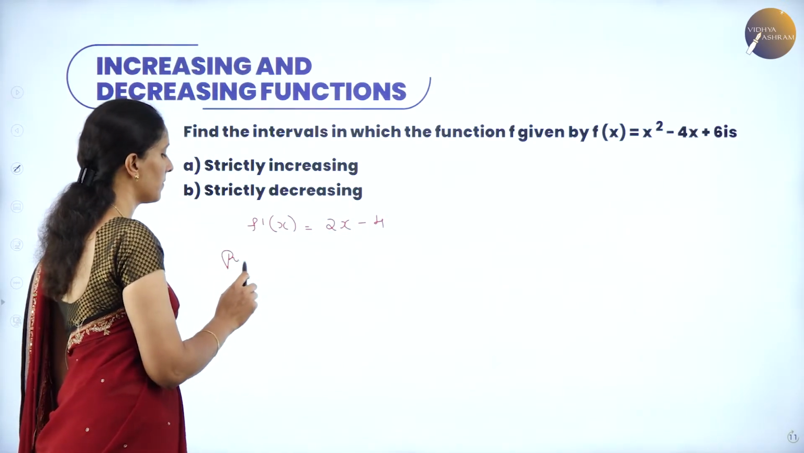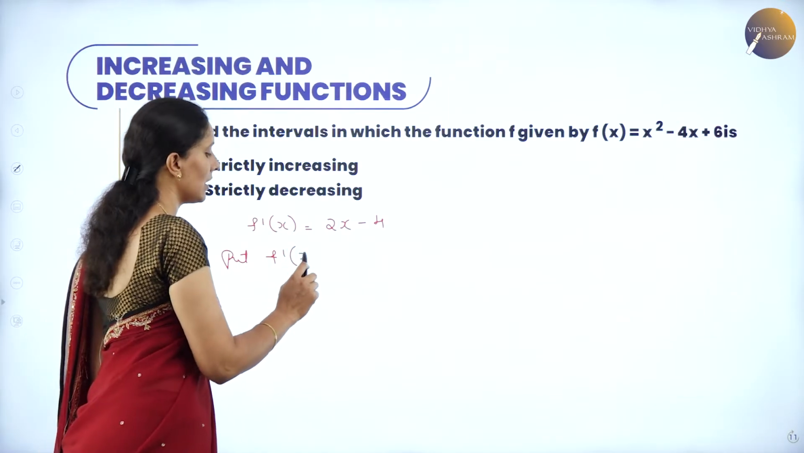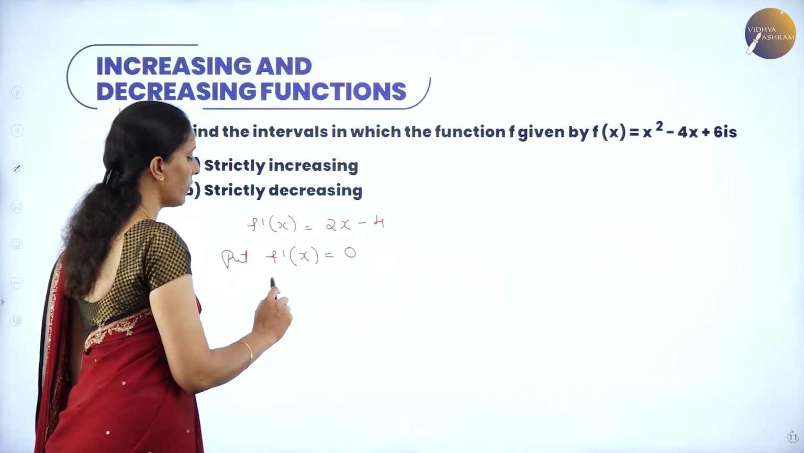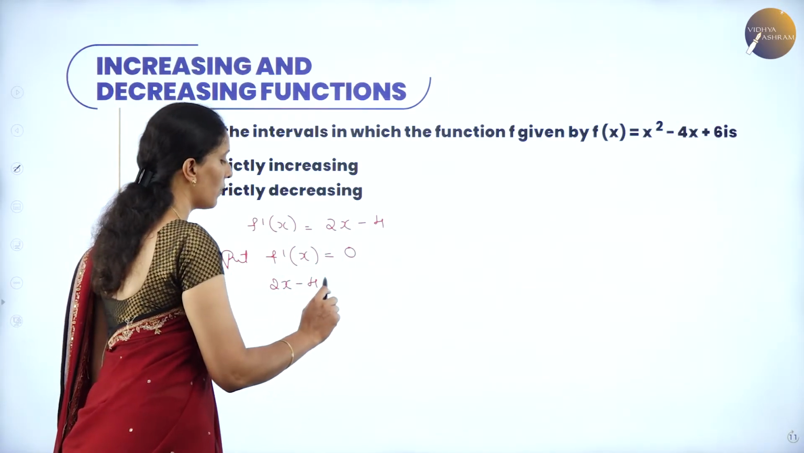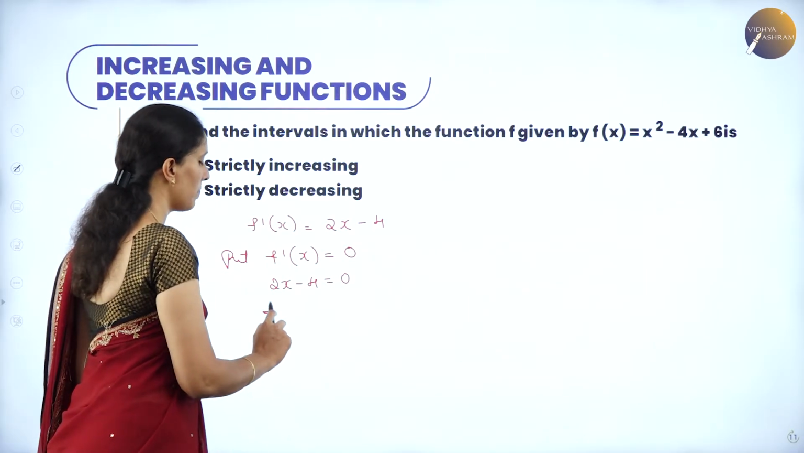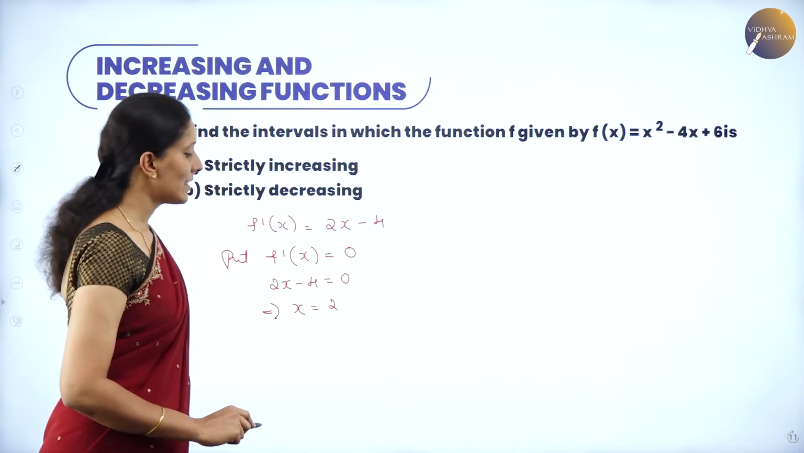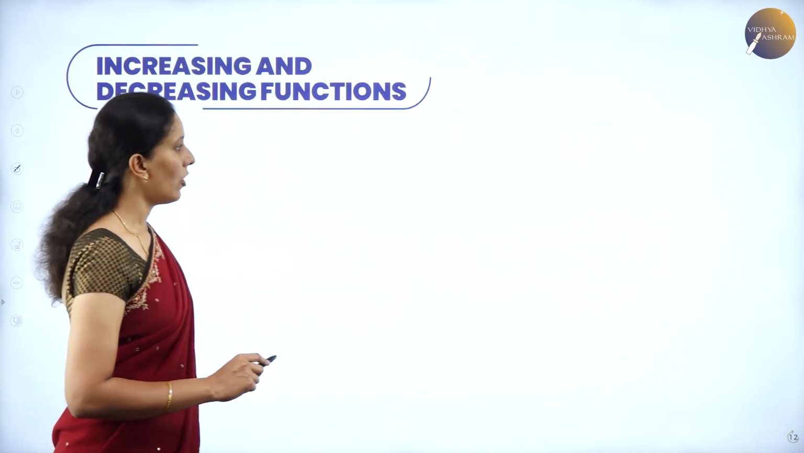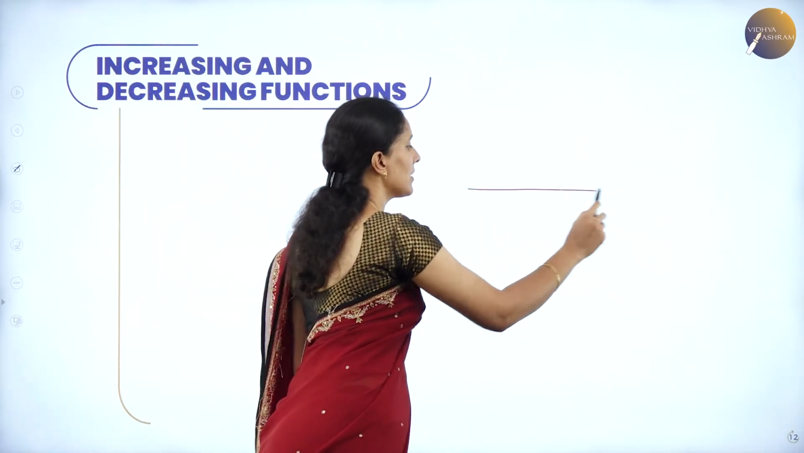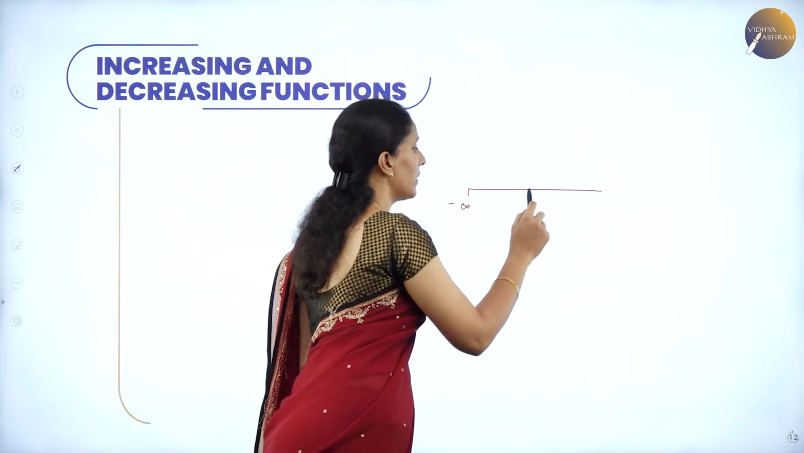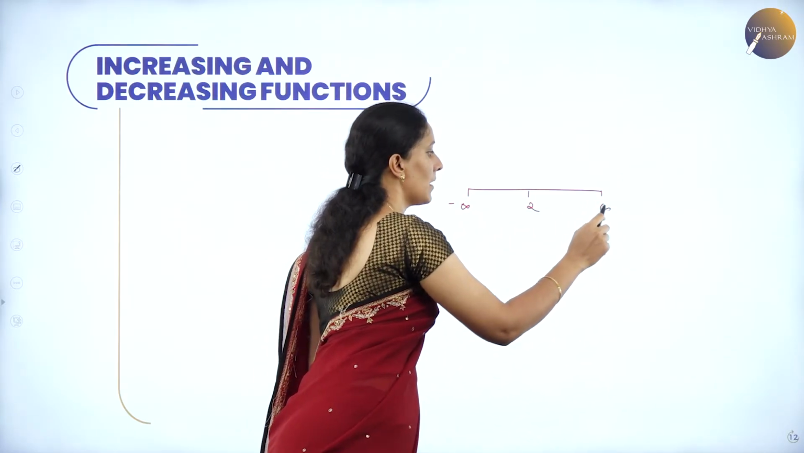So put f dash of x is equal to 0. So we get here 2x minus 4 is equal to 0. So this implies x is equal to 2. Now let us divide the interval on the number line. So here is a point minus infinity and this is 2 and this is plus infinity.